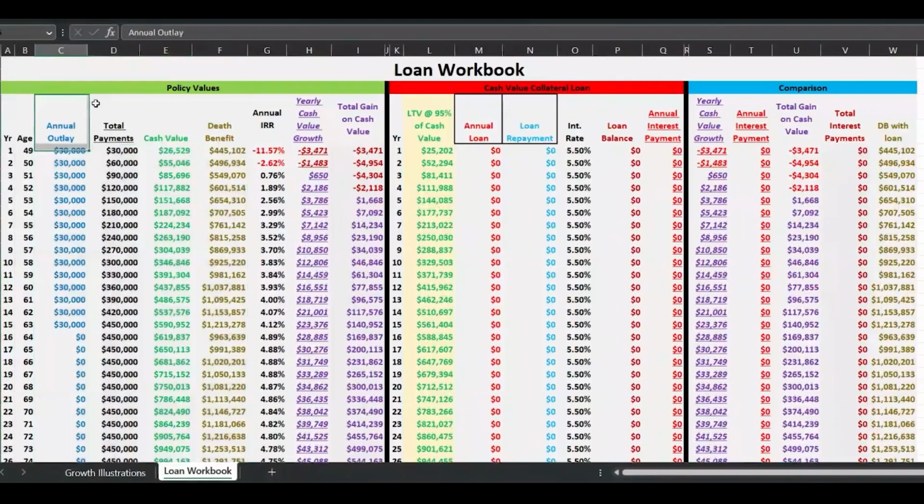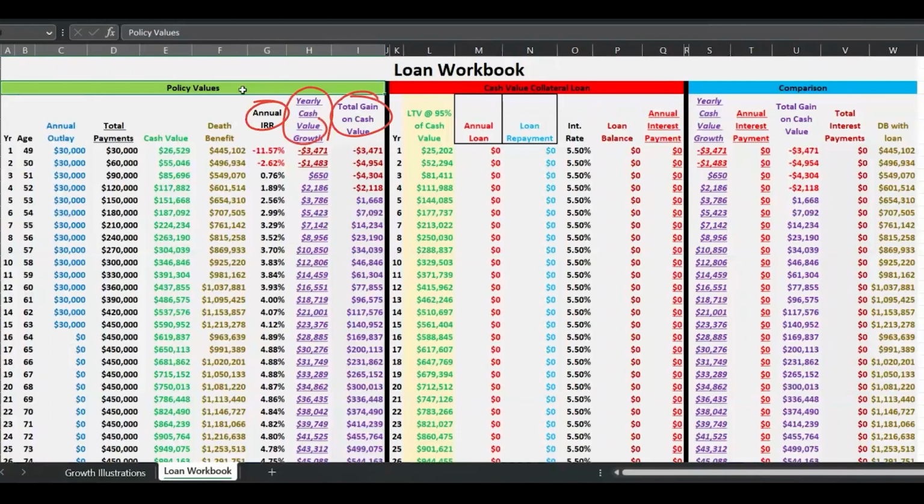Okay. So under green, you've got policy values. This is the illustration we looked at. What I like about this loan workbook is we've got the internal rate of return, then the yearly cash value growth, and the total gain on cash value.